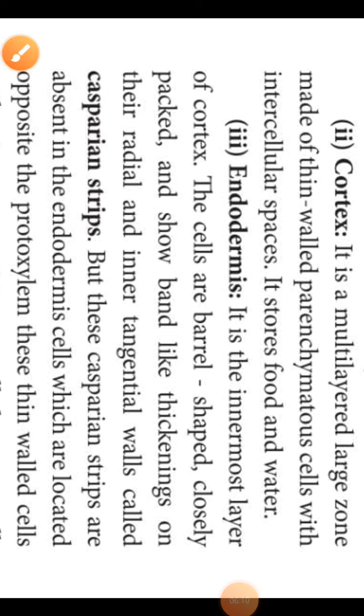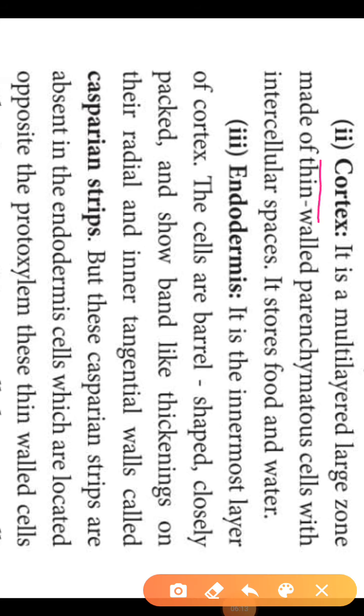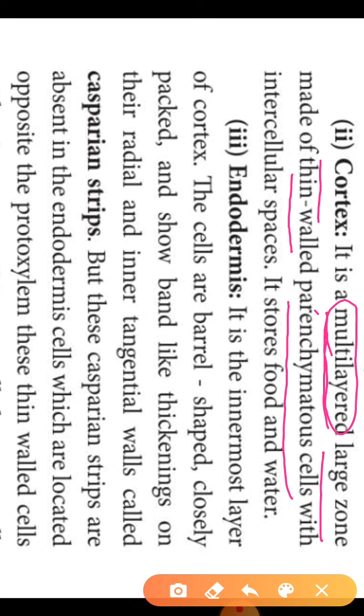Second one is cortex. This is a very very important 2 mark question. Define cortex. It is a multi-layered or many-layered large zone that is made up of thin-walled parenchymatous cells. Thin means single wall like, with intercellular space.